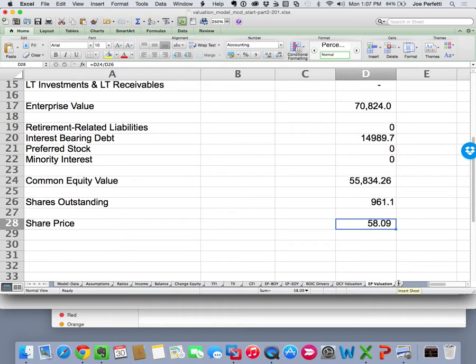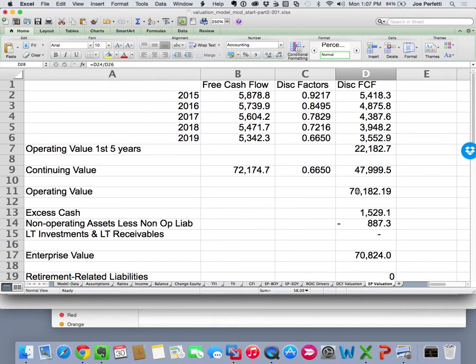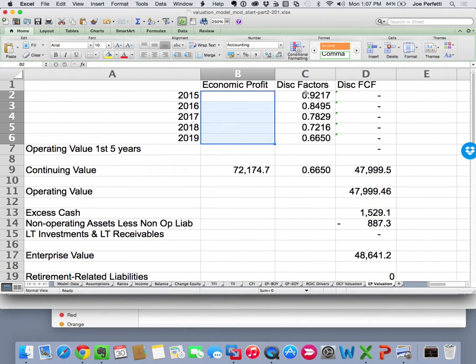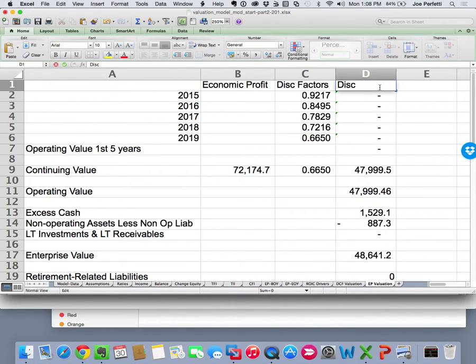Okay. So what's different about the economic profit valuation? So I'm on the EP tab, same period of time, but instead of forecasting free cash flow, we're going to be forecasting economic profit. So clear those cells. And when we discount them, instead of getting us a discounted free cash flow, it's going to get us a discounted economic profit. Economic profit is the change in value. Right? So free cash flow is the actual amount of cash that we generate during a period of time. Economic profit is the change in value of the business during that period of time.